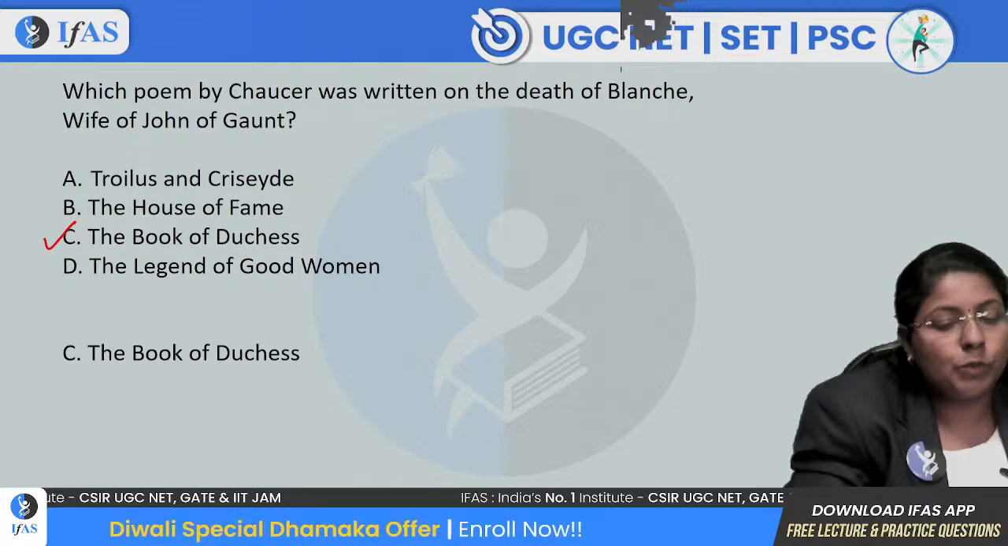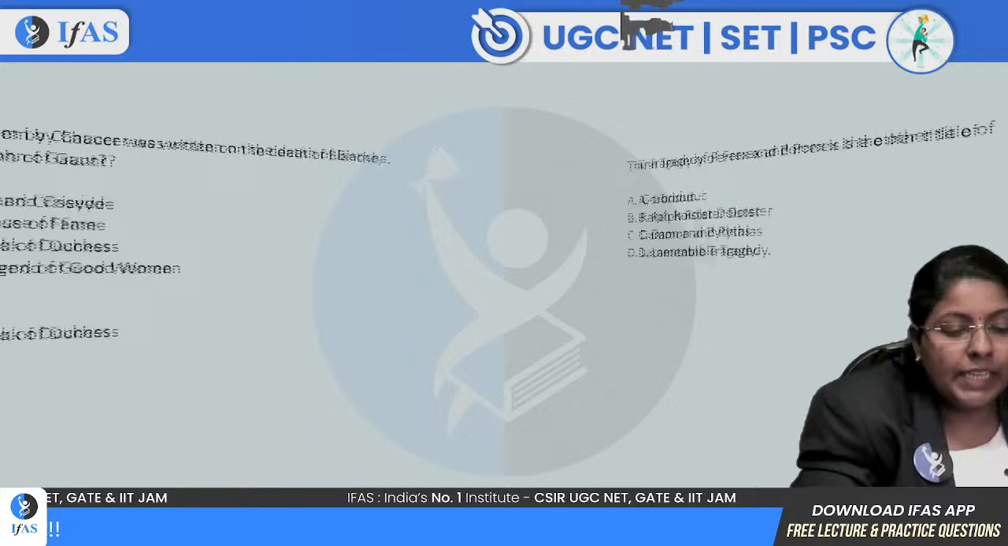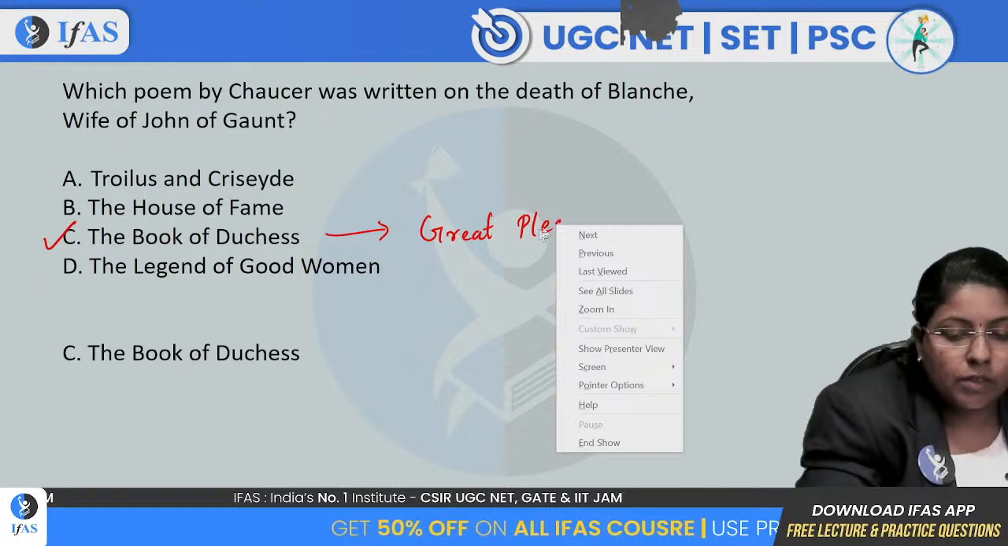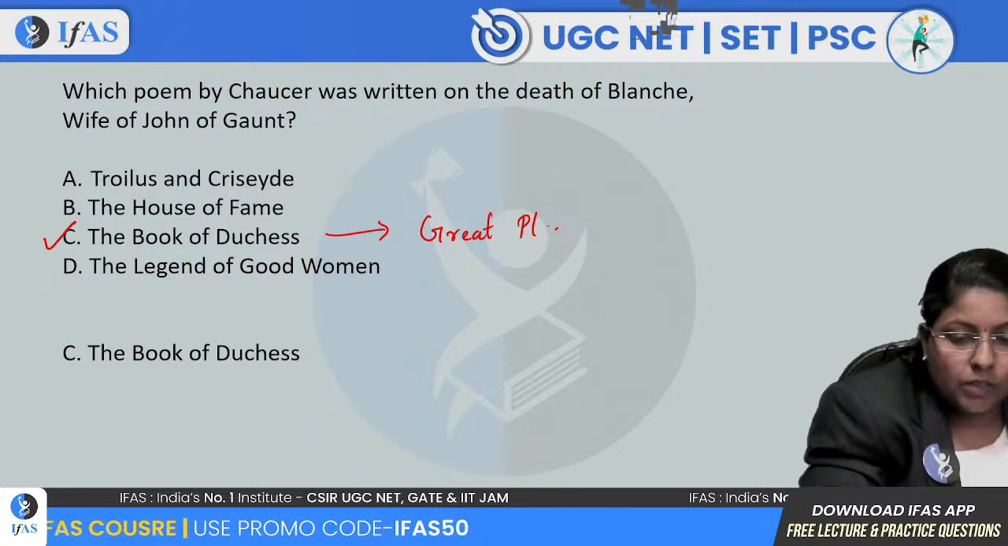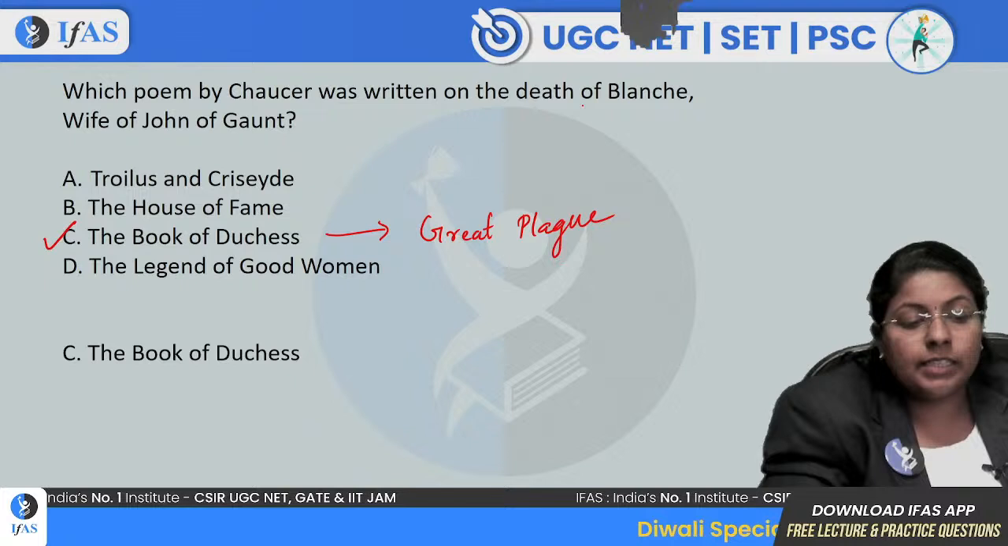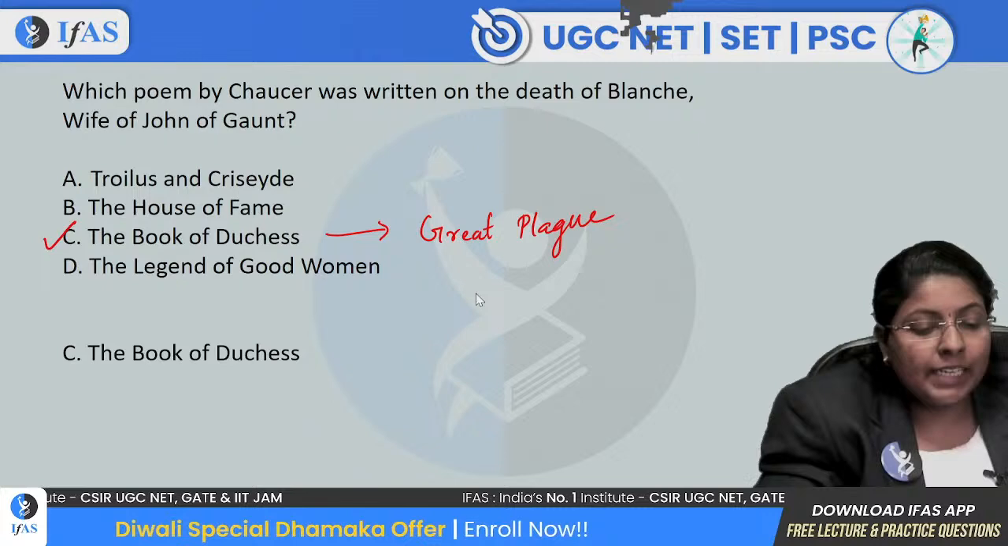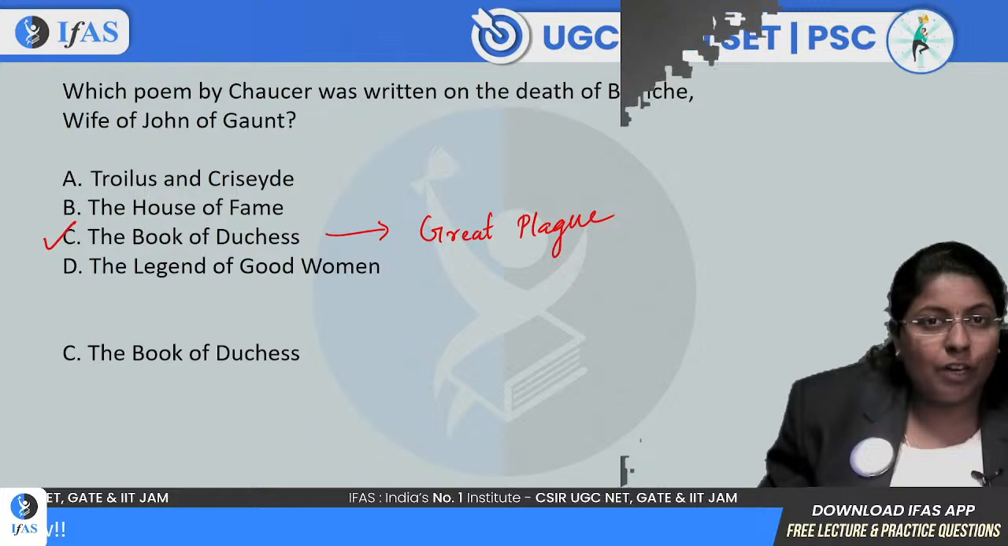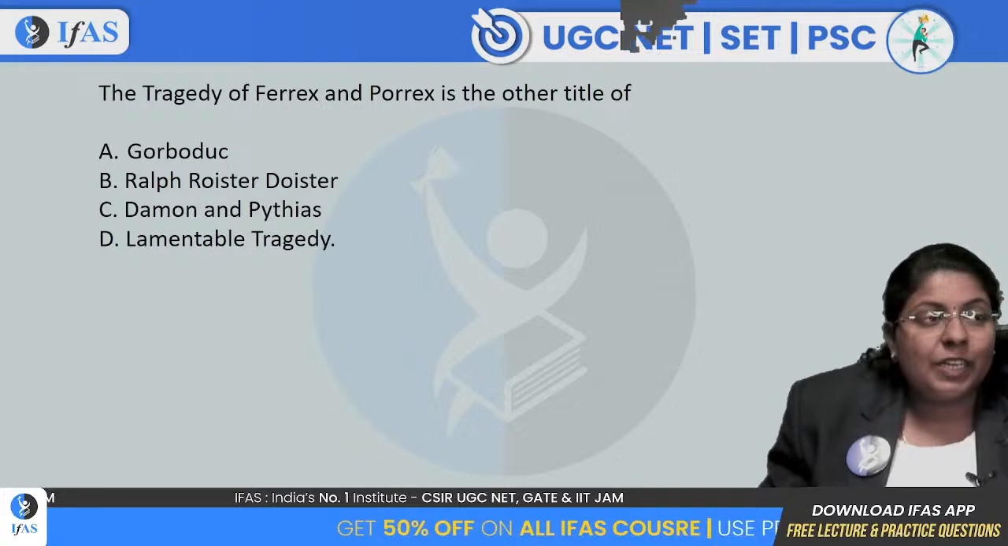Next question. See, in this Book of the Duchess, we can see the reference to the Great Plague. Because of this Great Plague, the death of Blanche happened. So that's why we can see the Book of the Duchess. We have discussed in detail about the Book of the Duchess in our bachelor sessions, right, Sunita? So just go through the notes and the videos we recorded. Okay, so moving towards the next question.